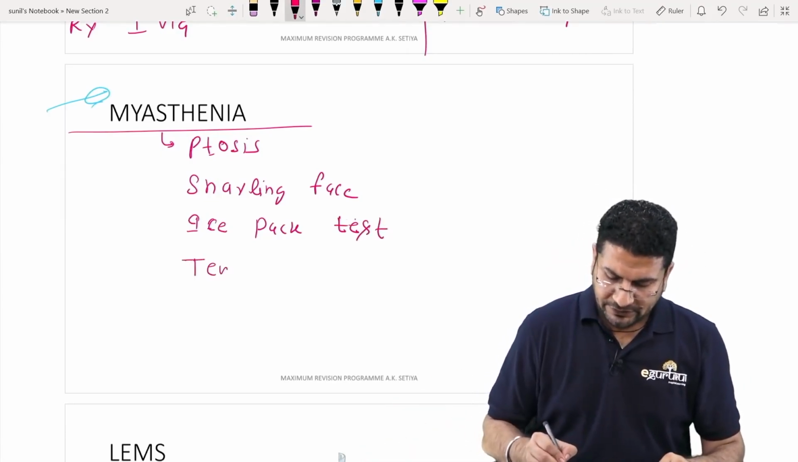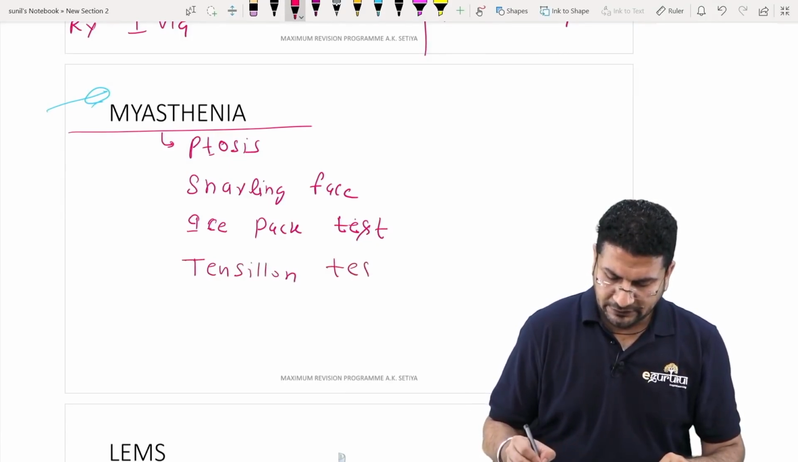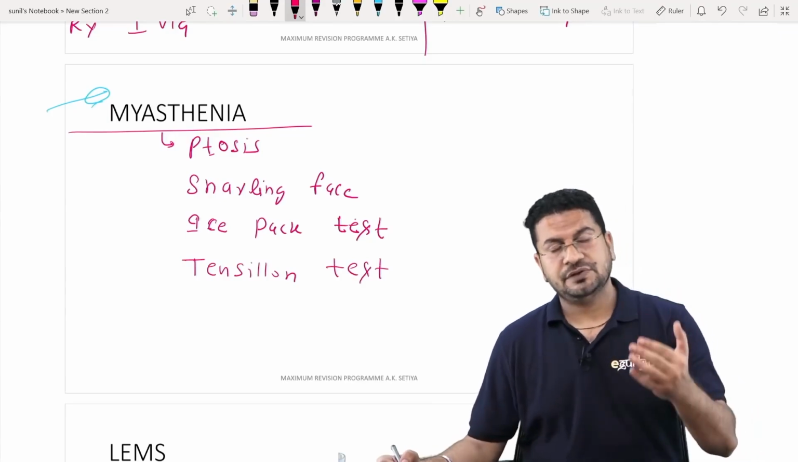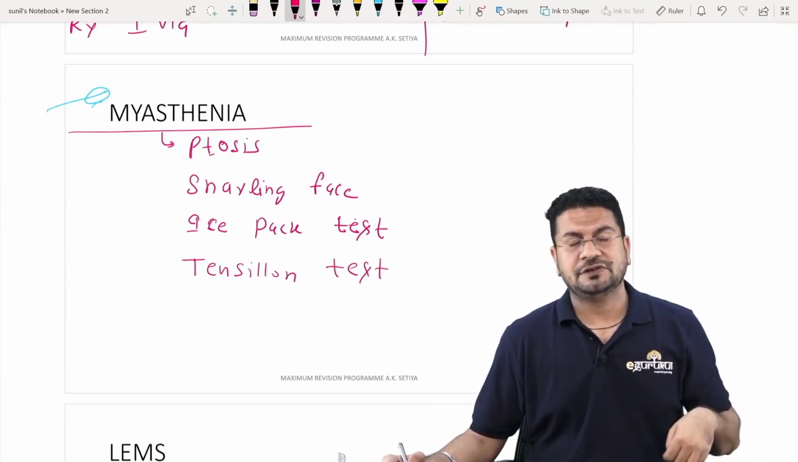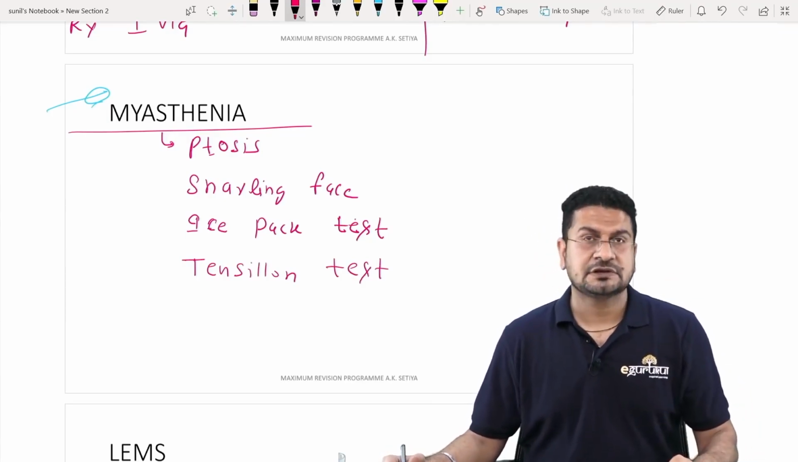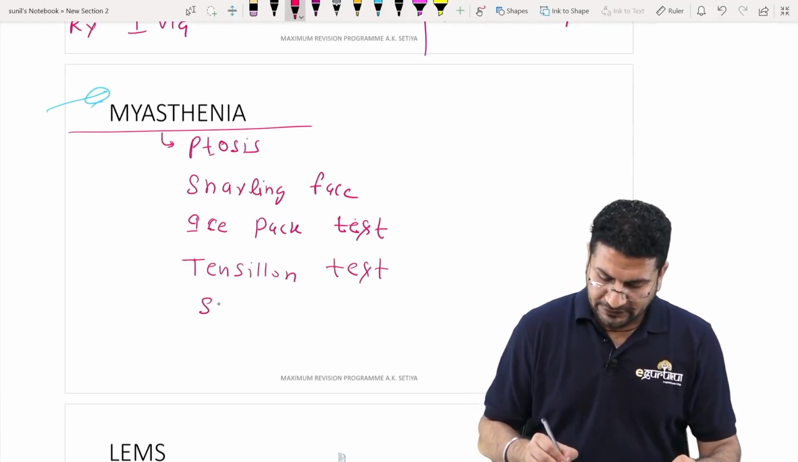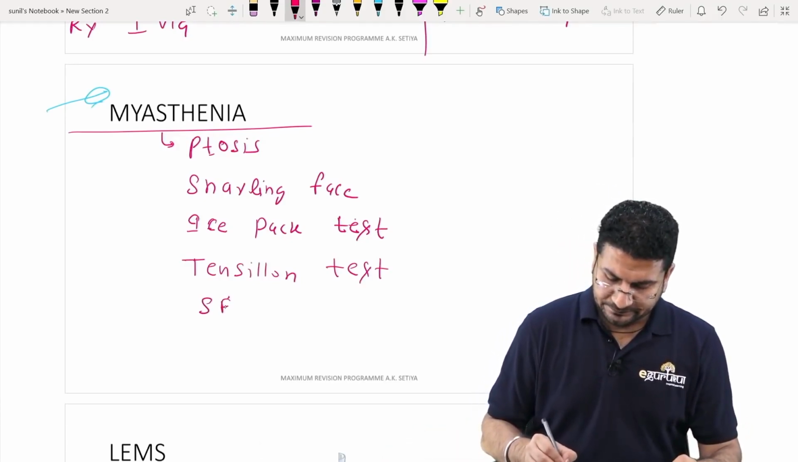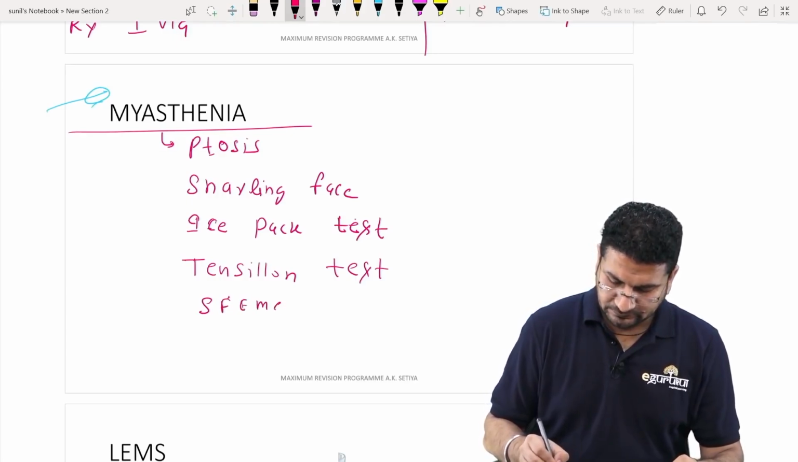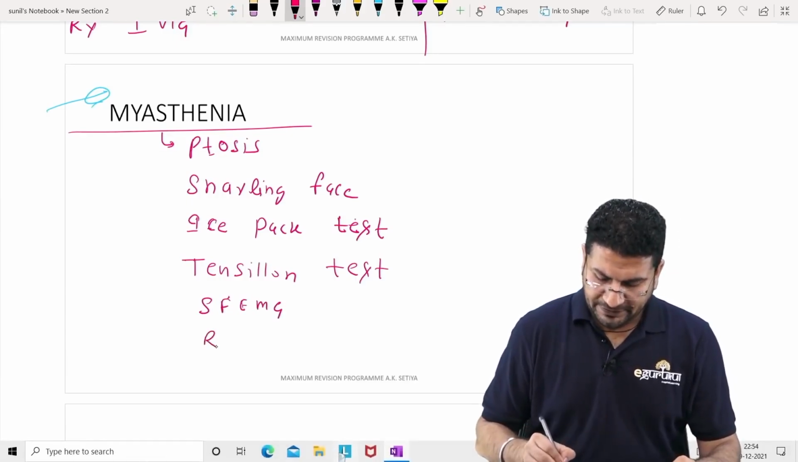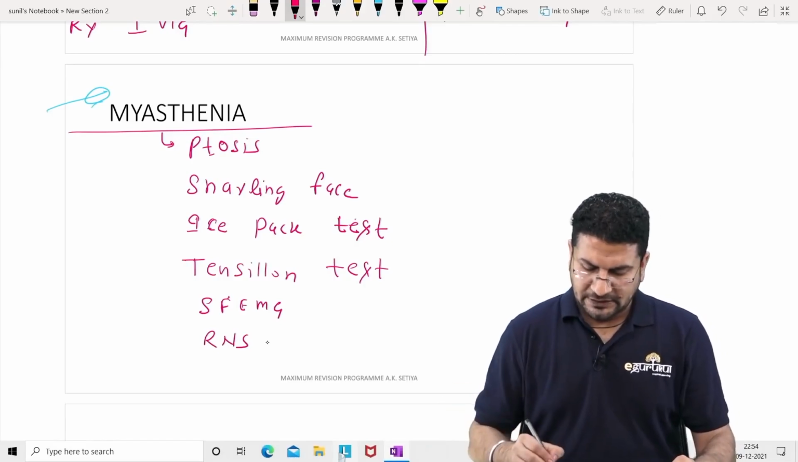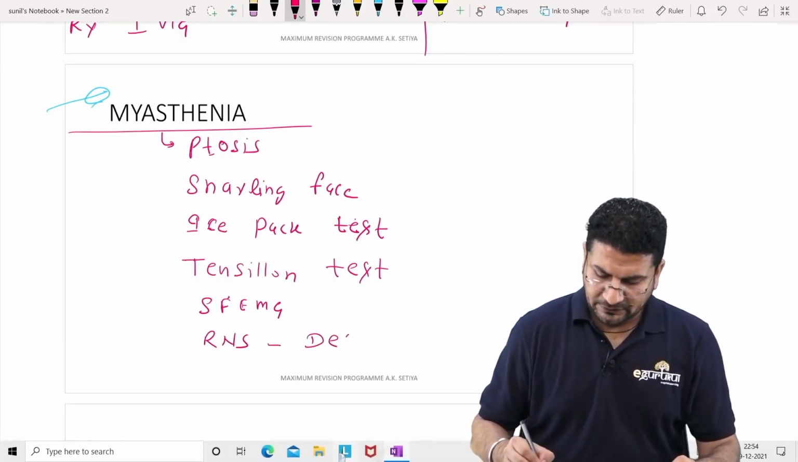Then we can give the patient an injection of edrophonium, called the Tensilon test. We give 2 mg followed by 4 mg, 4 mg, a total of 10 mg, and see whether the patient's symptoms improve. Then we can do single fiber electromyography and repetitive nerve stimulation, in which we will find a decremental response.